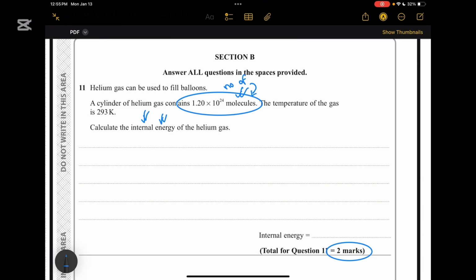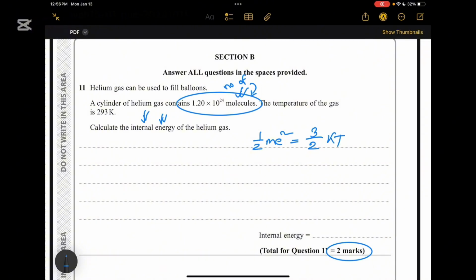They have asked about the internal energy. And we know there is only one formula which relates the internal energy. That is half mc squared is equal to 3 by 2 kT. The formula is half mc squared is equal to 3 by 2 kT.